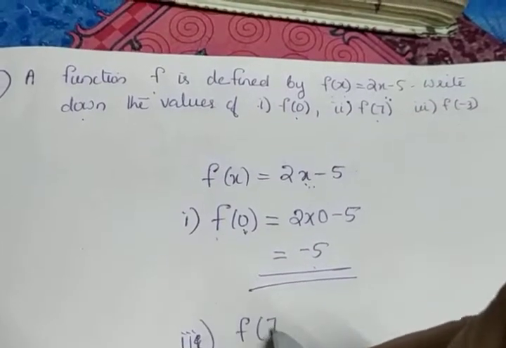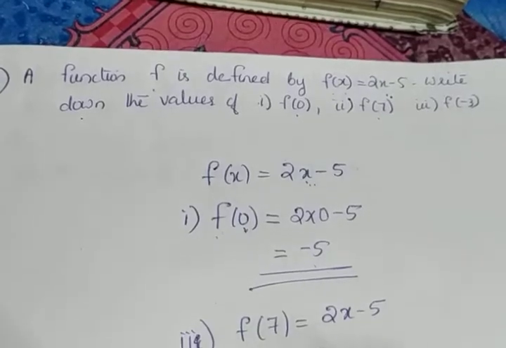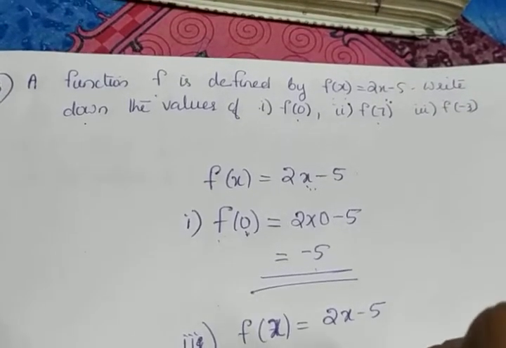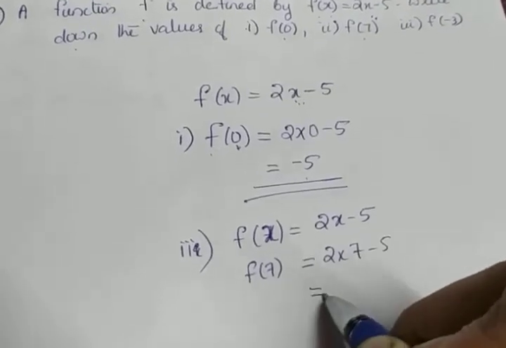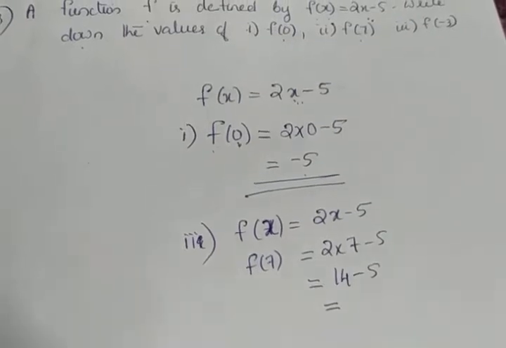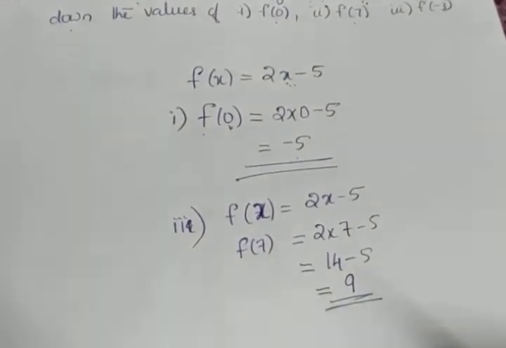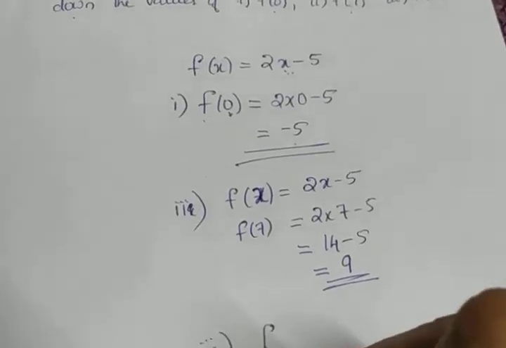Second one is f of 7. F of 7 is 2x minus 5. That is a given function. So f of 7 will be equal to 2 into 7 minus 5. 2 into 7 is 14. 14 minus 5 gives you 9.